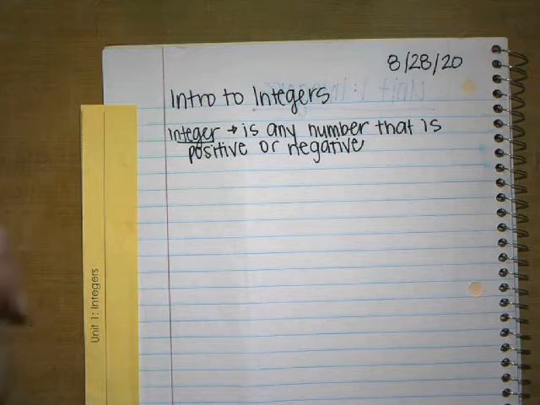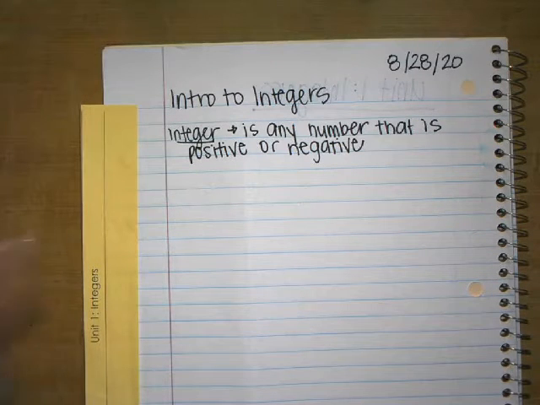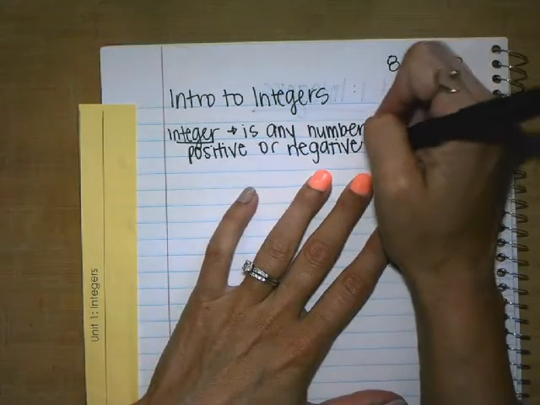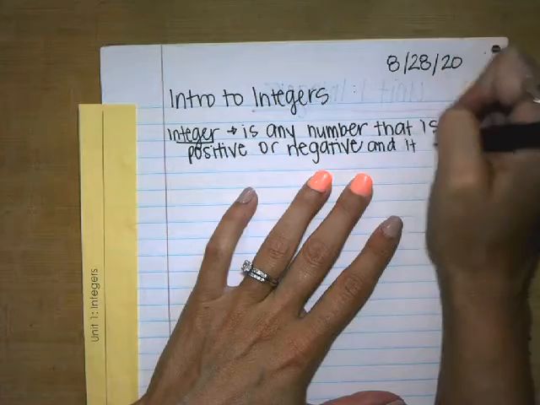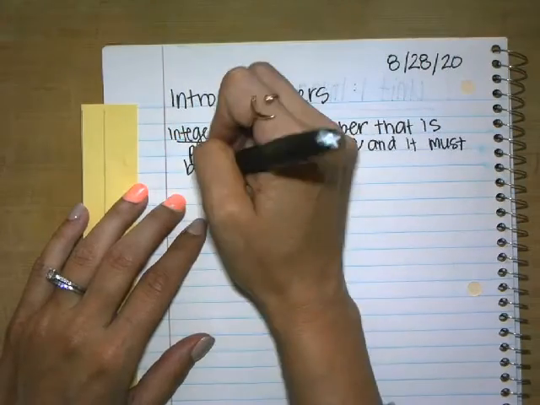Now I have a question. Is like 4/5 an integer? Why not? It's not a whole number. So an integer has to be a positive or negative whole number. So we're going to write, and it must be a whole number.